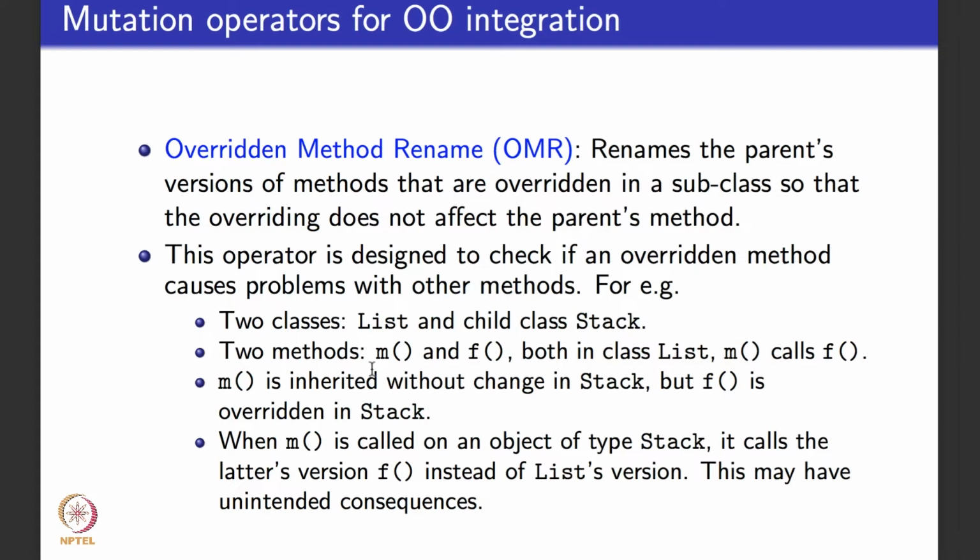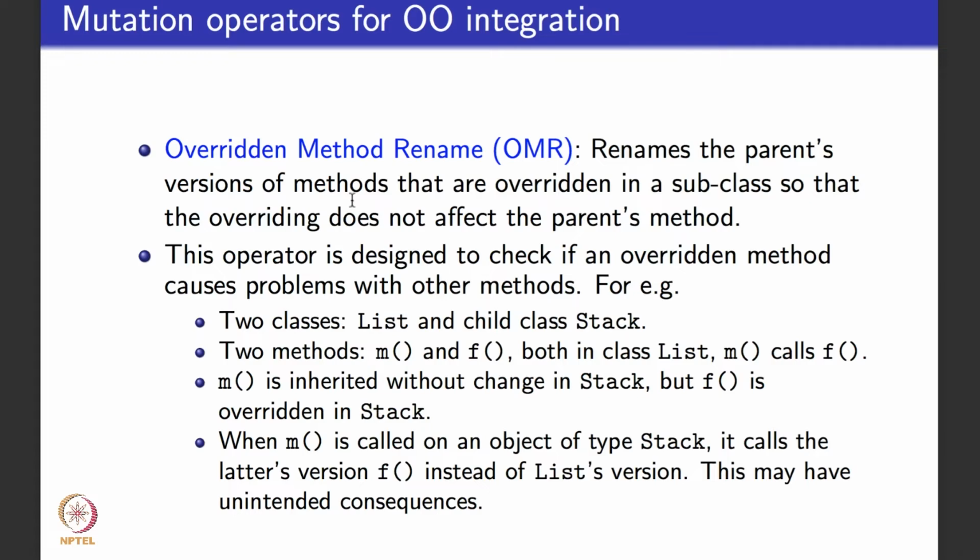And there are two methods, a method called M, a method called F. Both of them are present in the class list. And in the class list, method M calls the method F. In addition, method M and F are also present in the class stack. How are they present in the class stack? M is inherited without a change in the class stack, but F is overridden in the class stack.